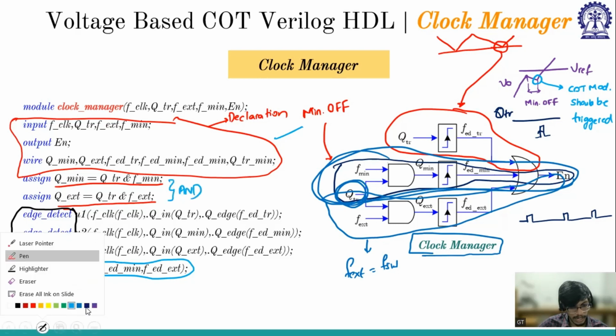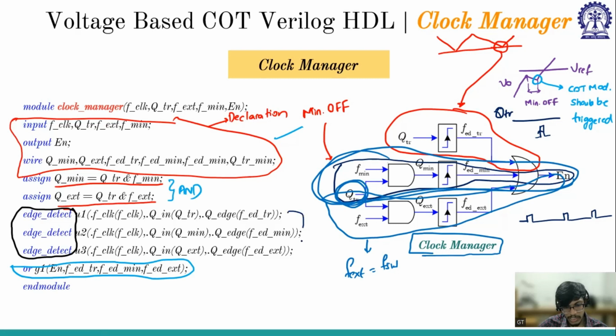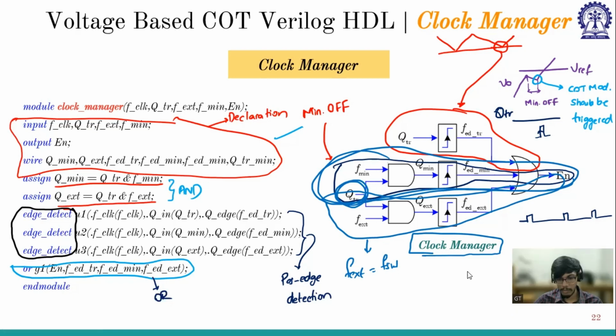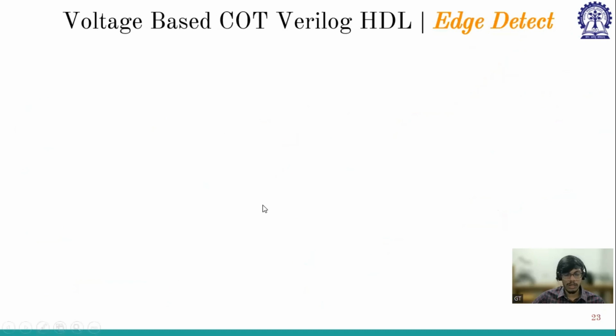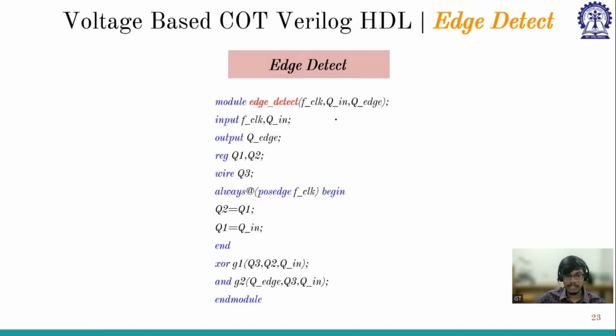And then the next part is the positive edge detection. We'll come into this part. And the last part is the OR function. So this completes the clock manager. Now we'll go into the positive edge detection, how the positive edge is happening. Edge detection is happening in this way. There is this Q in and the output is Q edge, with respect to F clock.